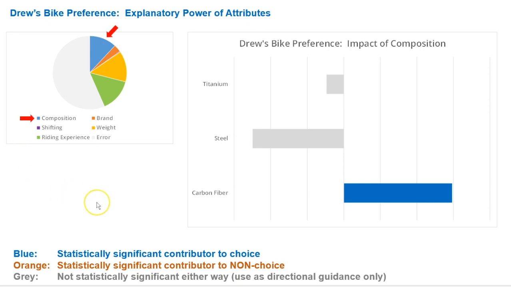So Drew, let's throw it to you. Here we have the third most important factor to your choice, which is again very close to your number 1 and number 2, and that is composition. So what stands out here as what you empirically prefer? Yeah, it looks like, as I suspected, if the bike was carbon fiber, then it was statistically significant to me in making that choice.